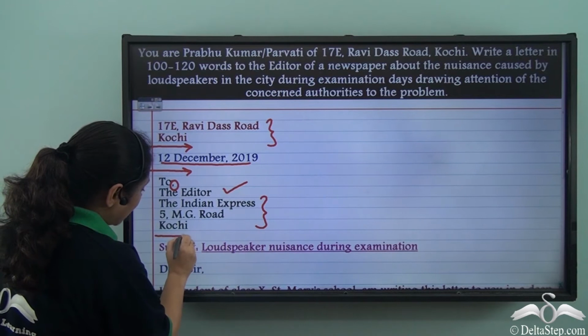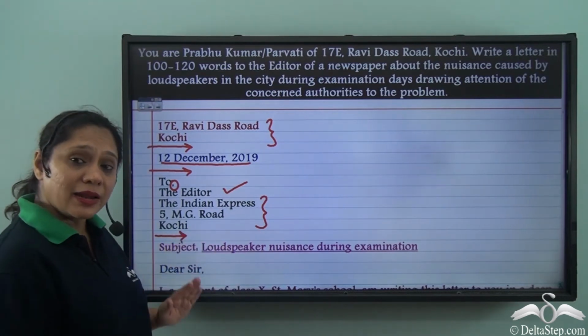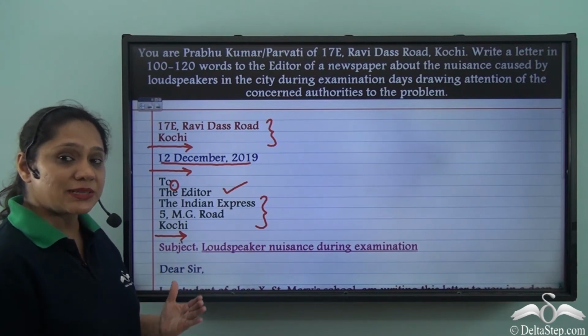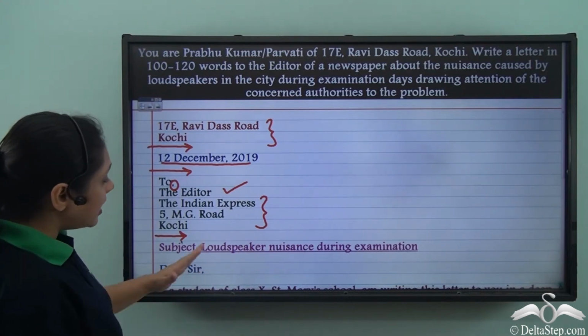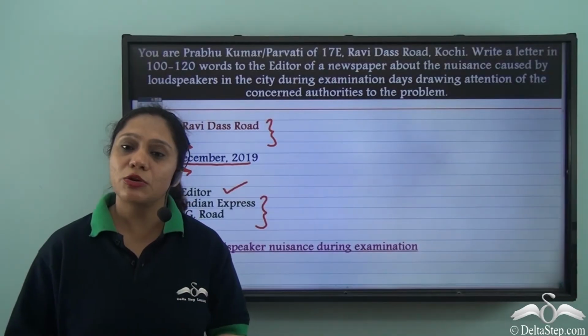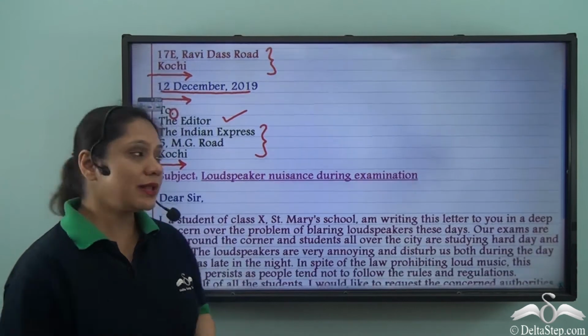Then we have given a blank line and then written the subject. Now the subject is an appropriate subject and it has been underlined, which is loudspeaker nuisance during examination. Now let us look at the body or the main content of the letter.